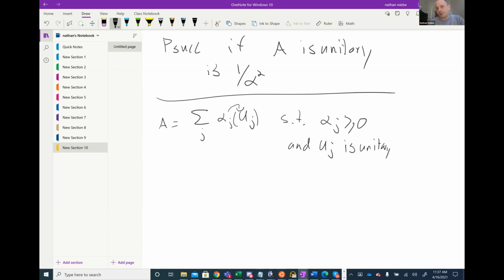So without loss of generality, we can assume that's already been done. And so the alpha j's are positive, or I should say non-negative. So this is the operator we want to build. So how are we going to do this?